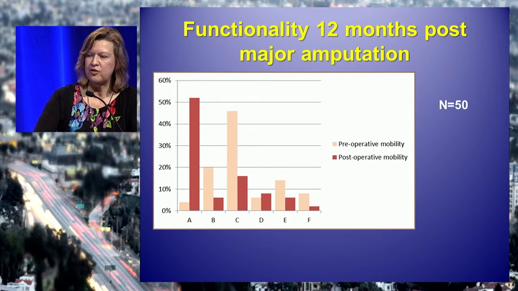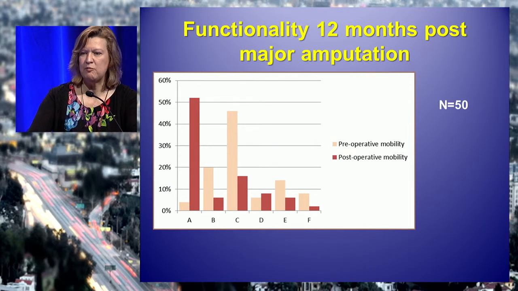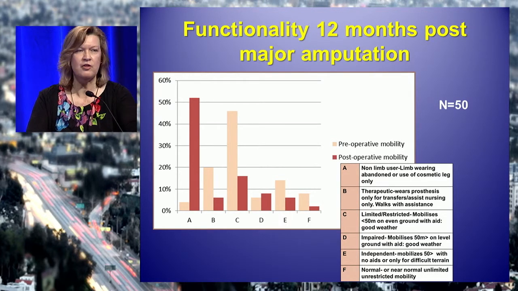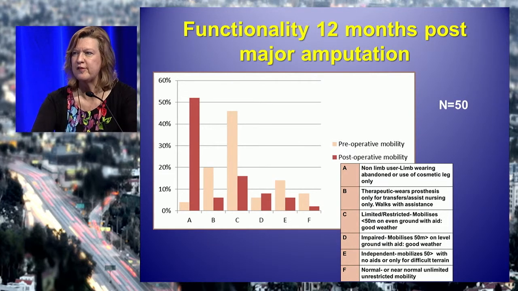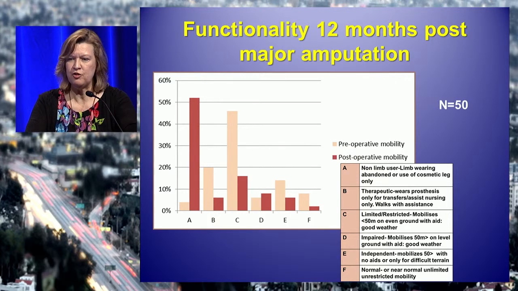Earlier last year, the physiotherapist that works with me in my current clinic in Derby looked at the functionality of 50 consecutive patients who had major amputations, a year after their major amputation. And she used this scale, which was developed to look at ambulation with prosthesis, but it could be easily applied to the patient's pre-amputation and pre-prosthesis.